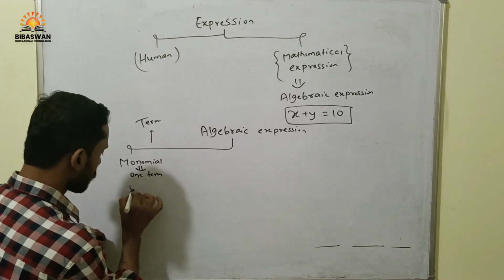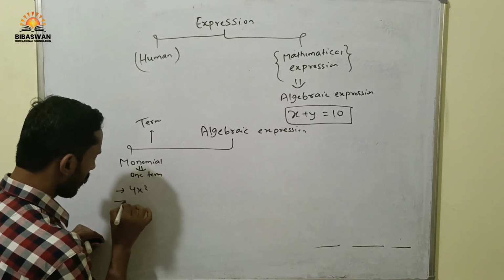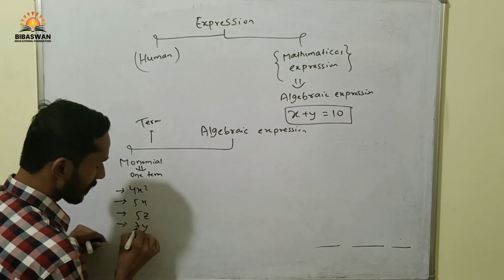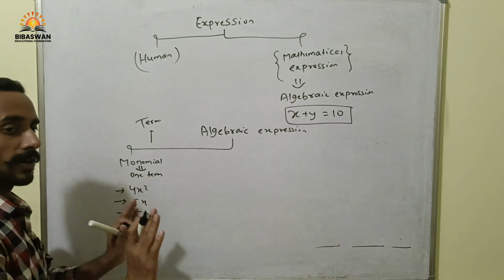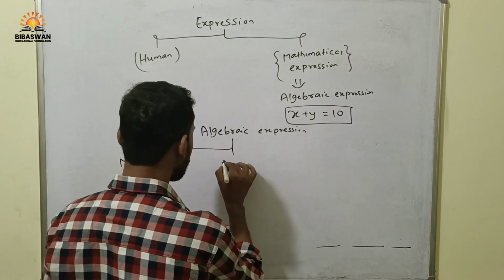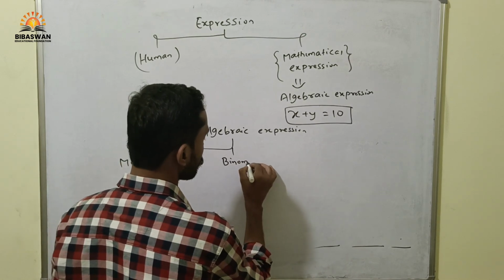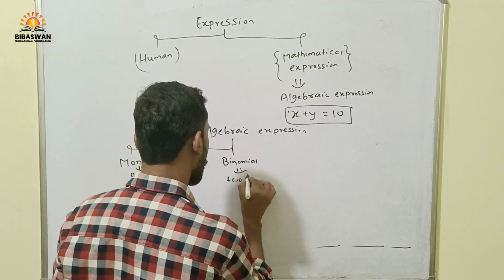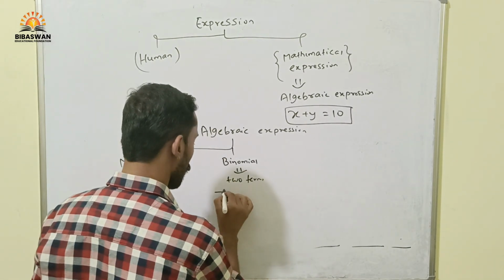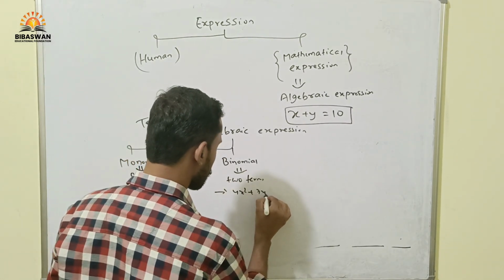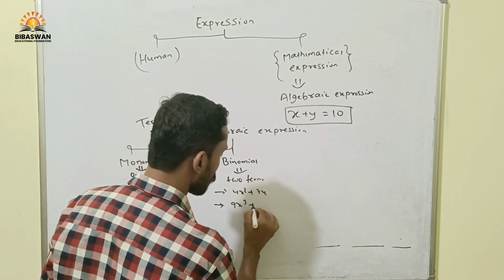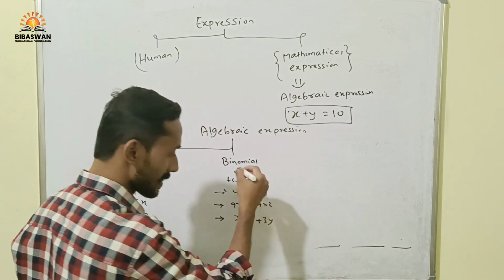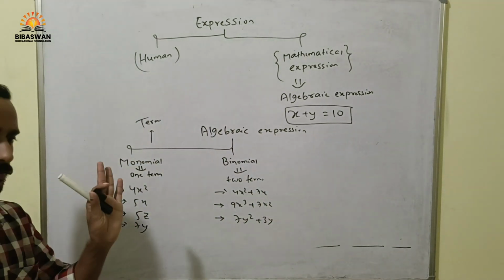One term means 4x square, or 5x, or 5z, or 7y. These are the monomials. Only one term is there. The second one is binomial. Two terms: 4x square plus 7x, 9x cube plus 7x square, 7y square plus 3y. These are the binomials. There are two terms.